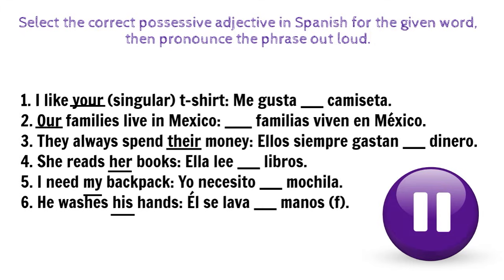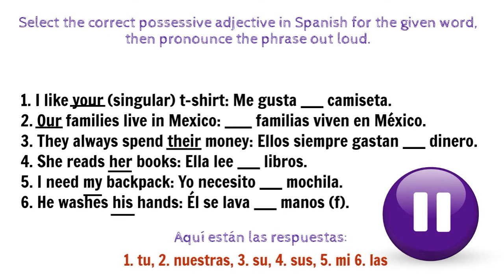Okay, aquí están las respuestas. Número 1. Me gusta tu camiseta. 2. Nuestras familias viven en México. 3. Ellos siempre gastan su dinero. 4. Ella lee sus libros. 5. Yo necesito mi mochila. 6. Él se lava las manos.